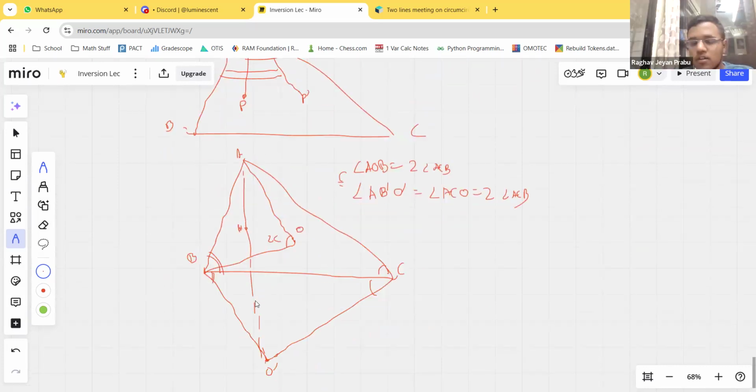So you get A, H, O collinear. So this just implies that A lies on it, because this is perpendicular, right? This O dash is the reflection of A. So you get these 3 points are collinear.